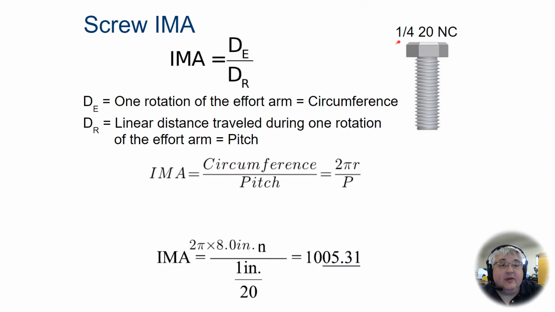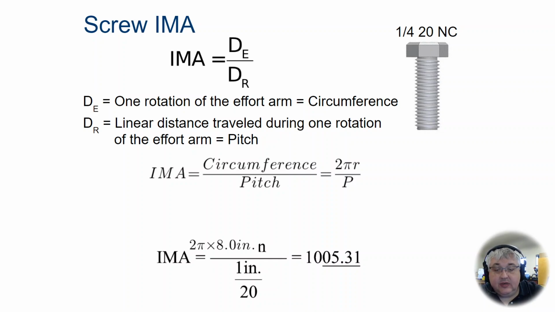But in the case of this one up here, this is a 1/4 inch diameter, so we've got to be certain to change it into a radius. We do half of that, so 1/8, and then multiply it by pi. So 2 pi r, so 2 times pi times the radius, and then divide that by the pitch. In this case, the pitch is 20 threads per inch, or 1/20. 1 divided by 20 is the pitch.